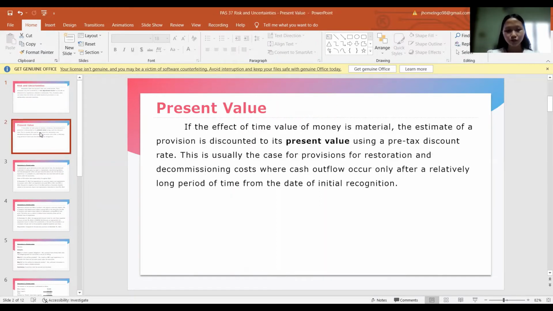Present value. If the effect of time value of money is material, the estimate of a provision is discounted to its present value using a pre-tax discount rate. This is usually the case for provisions for restoration and decommissioning costs where cash outflow occurs only after a relatively long period of time from the date of initial recognition.